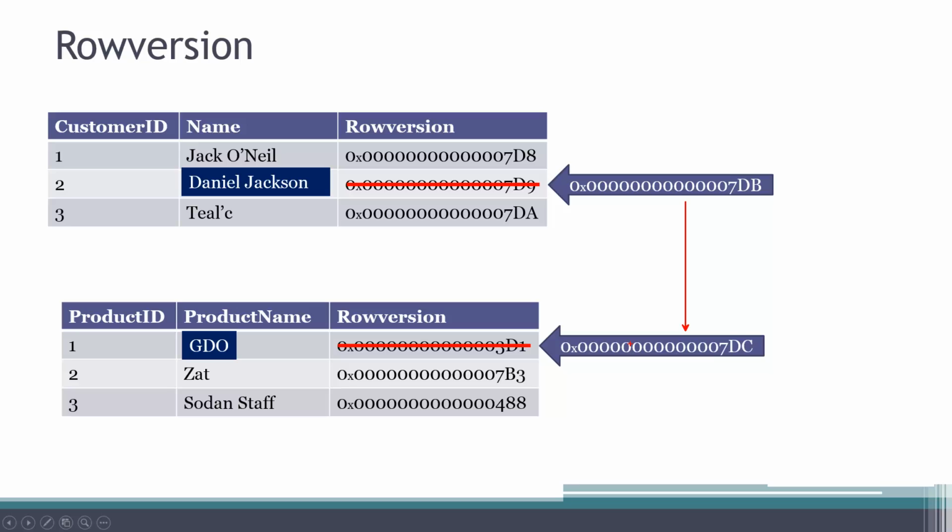Using row version on multiple tables like this is most commonly done to find rows that have changed since a last update or a last sync. So for example, if you knew that the last time you connected to the database, the maximum row version value in all of the tables was 7D9, you could do a query through all the tables and say, give me every row in customer and every row in product and every row in the next table that's larger than 7D9, and it would give you back all of the rows that had changed since the last time you looked at the database. It would give you the Daniel Jackson customer row and the GDO product row. And you could actually use the row version to tell what had changed in your database.